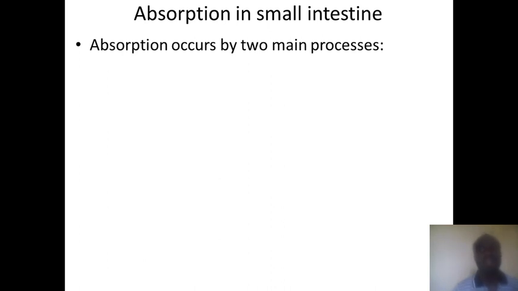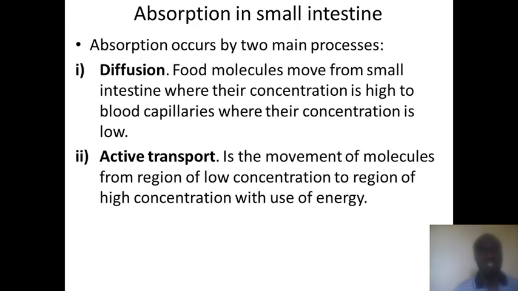After food is broken down to smaller soluble particles that can be absorbed, absorption takes place. Absorption simply means the process by which digested food enters the bloodstream, and this happens by two processes: diffusion, where molecules move from a region where their concentration is high to a region where their concentration is low. They move from the small intestine where concentration is high into blood capillaries where concentration is low.